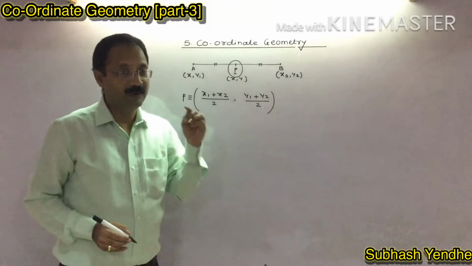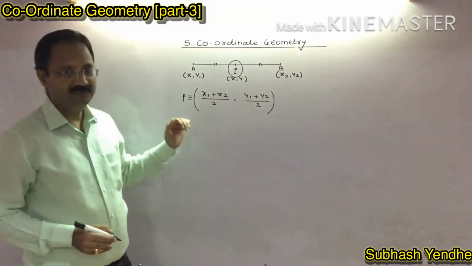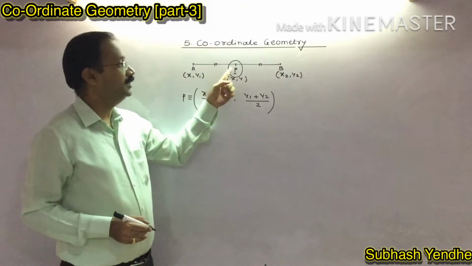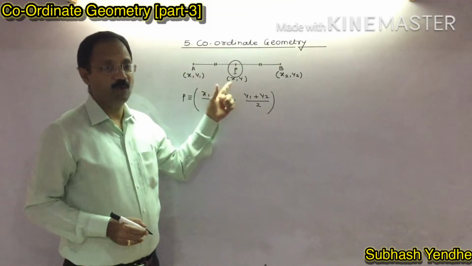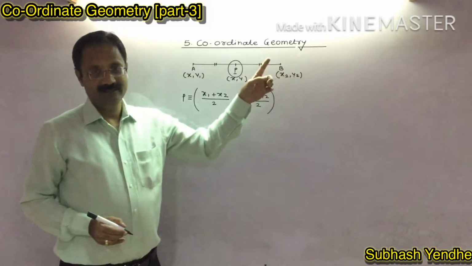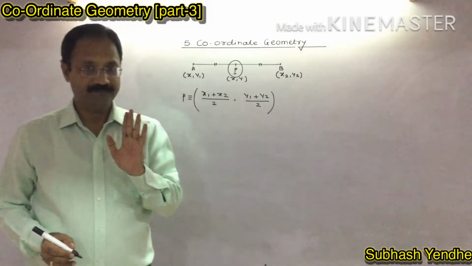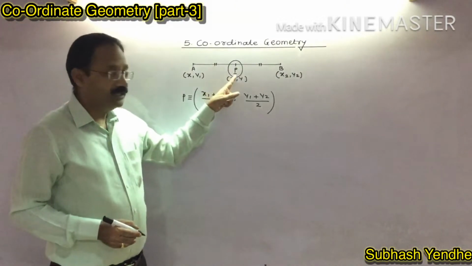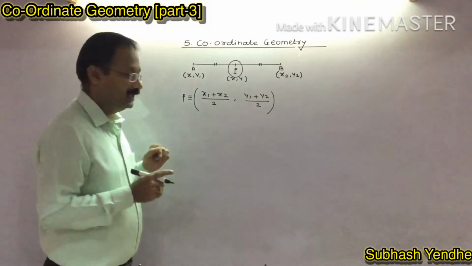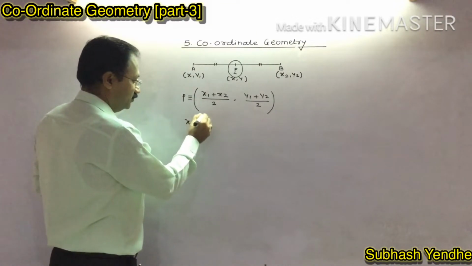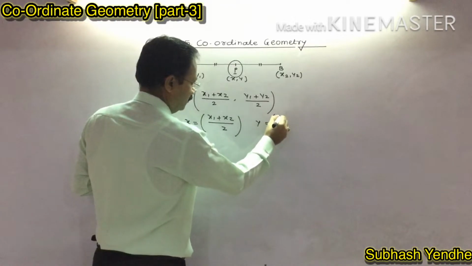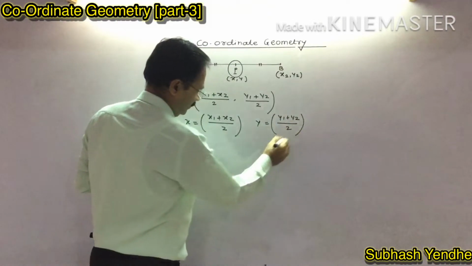Now let me tell you one thing here which is very important. Sometimes in a sum, they will give you the coordinates of A and the coordinates of point P, the midpoint, and they will ask you to find the coordinates of point B. Then we have to split the formula. Again I am going to repeat it. If the coordinates of the midpoint are given and one point is given, then you have to split this formula like this: x equals (x1 plus x2) divided by 2, and y equals (y1 plus y2) divided by 2.